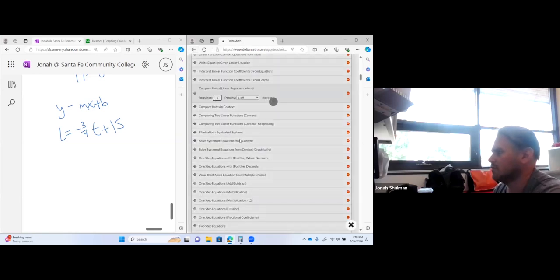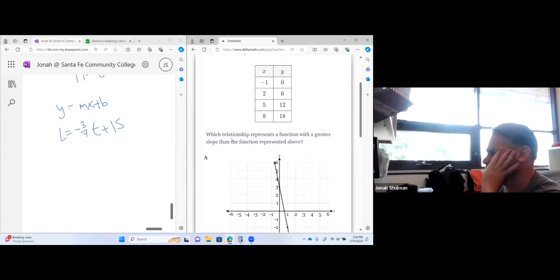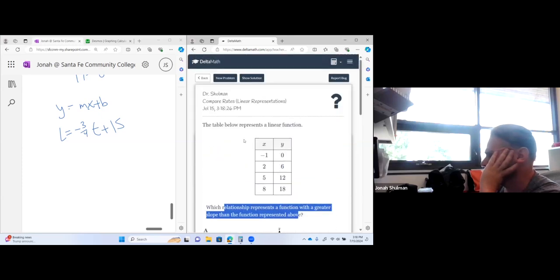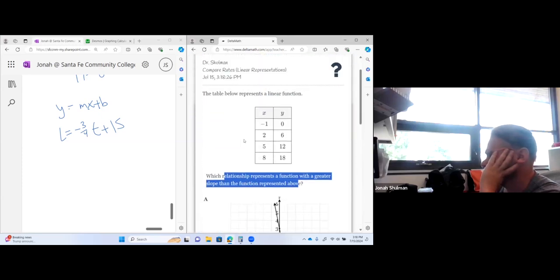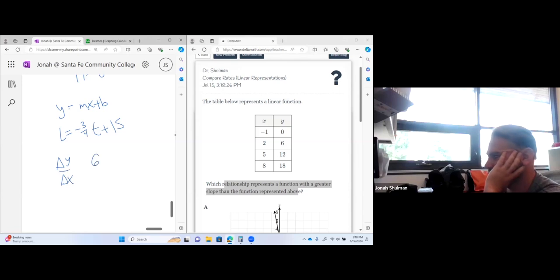Let's do some rates. So the table below represents a linear function. Which relationship represents a function with a greater slope? All right, so we would just want a steeper slope. So what is the slope here? Well, to get the slope of our equation, it's just delta y over delta x, which is just going to be 6 minus 0, y2 minus y1, over 2 minus negative 1. Now, two minuses are going to make a plus. So it's going to be 6 over 3. So we have a slope of 3. We just need anything with a bigger slope than 3.